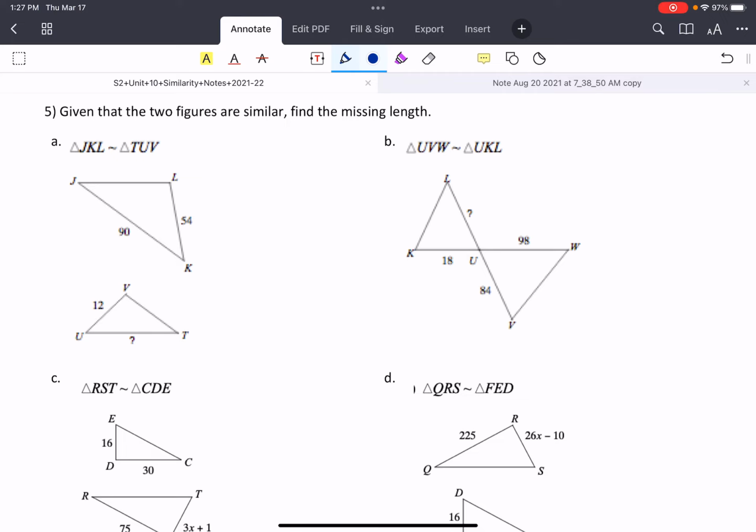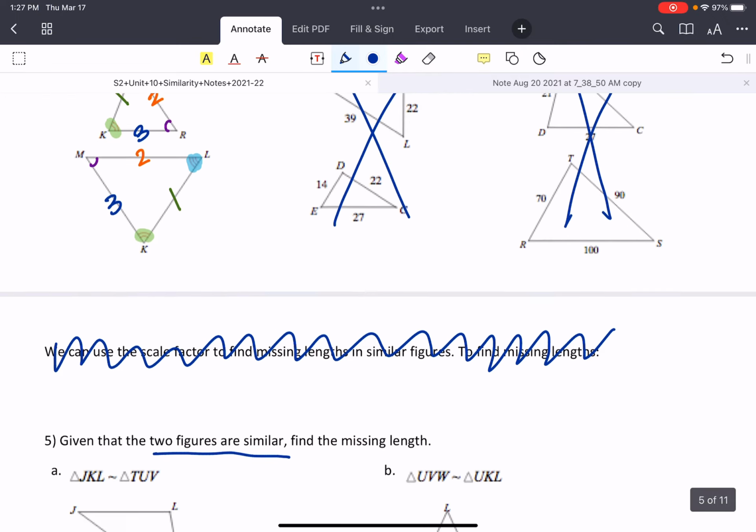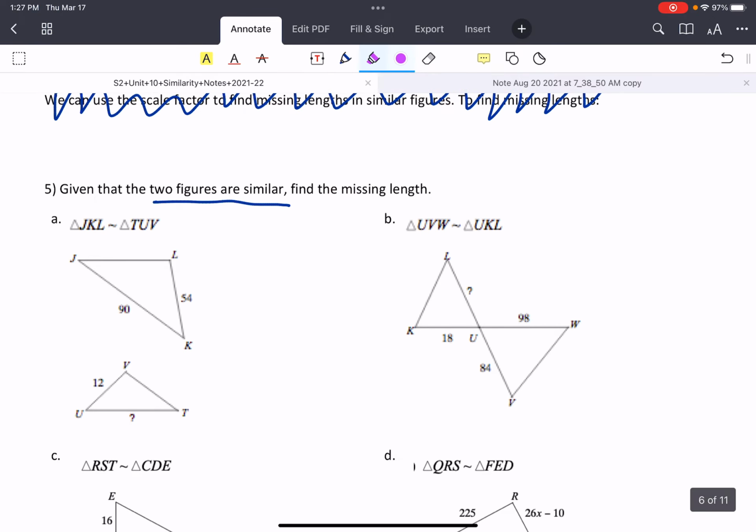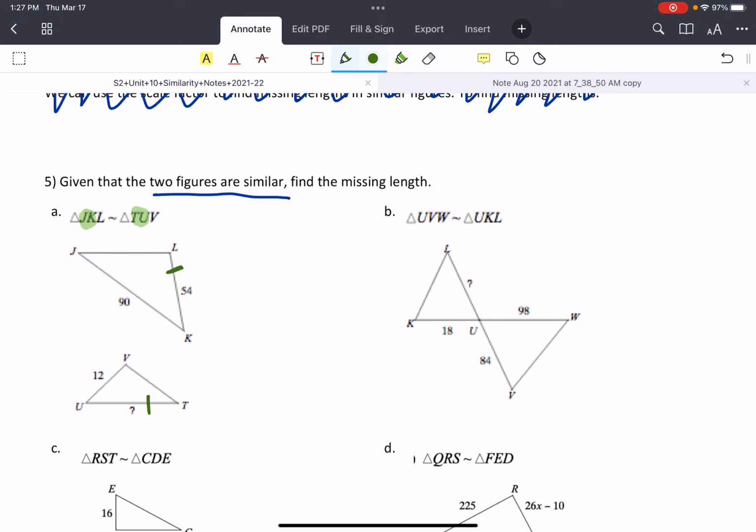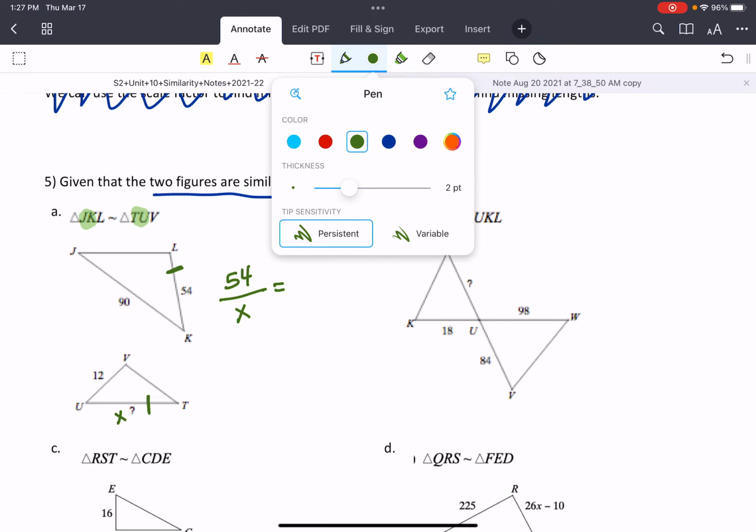So this tells us, given the 2 figures are similar, find the missing length. So I can use this triangle to match up the pieces, just like I did up above. So we are going to match them this way. So JK is going to go with TU. I'm going to take my green. So JK, this is side number 1, is going to go with TU. All right, so 54 is going to match up with X because I don't know what this side is. And we're going to do equals.